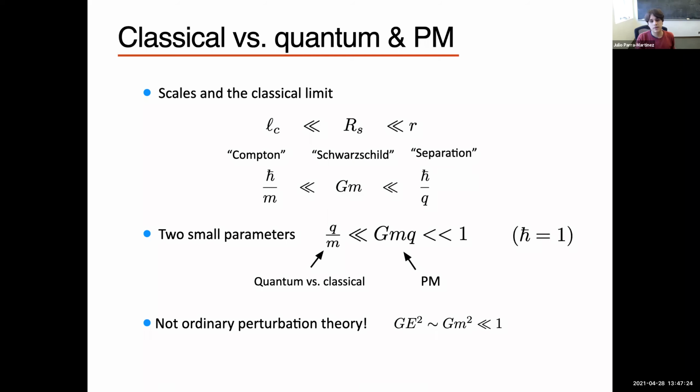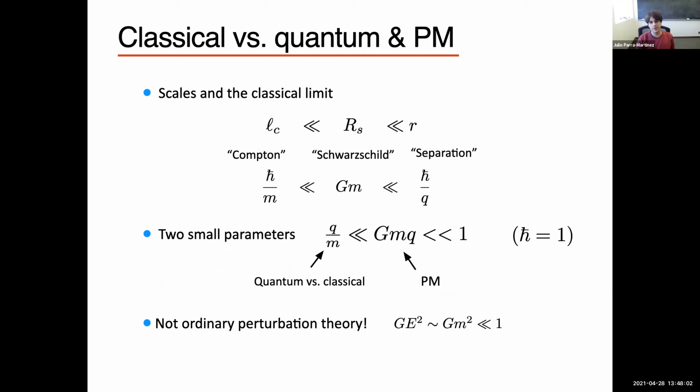So we see that there are 2 small parameters, which are the ratios of each of these with the separation. From now on, I will just set h bar equal to 1. One is q over m. This is an expansion of the Compton wavelength over the separation, and it encodes the quantum versus classical expansion, so corrections in q over m are more quantum. And then GM times q encodes these PM corrections, because the Fourier transform of this gives the 1 over r type potentials that we want.